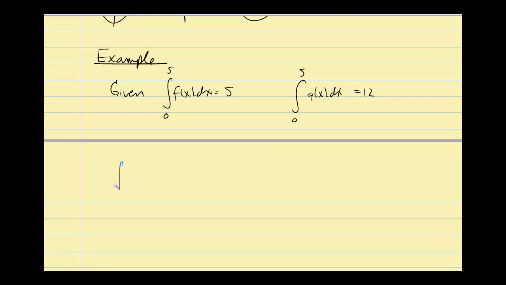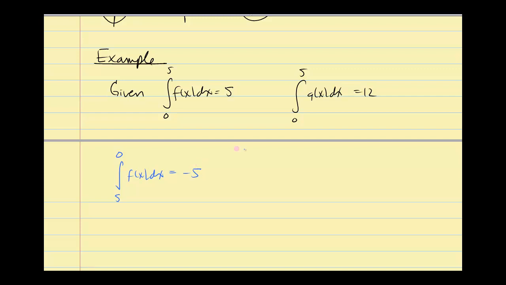The first example was we're going to change our limits of integration to go from 5 to 0 of f of x dx. Well, if you recall our rules, what ends up happening is this solution is just negated when you change your limits of integration from 0 to 5 to 5 to 0. So my solution here is just negative 5.